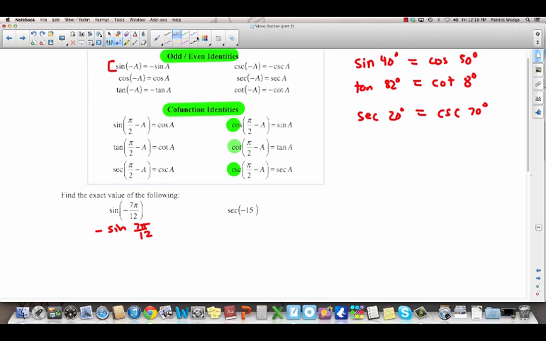Now, same as last time, I'm horrible at doing this in radians, so I'm going to convert 7 pi over 12 into degrees. Multiply by 180 over pi.